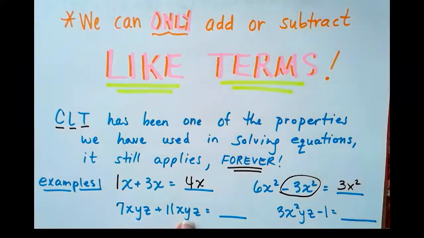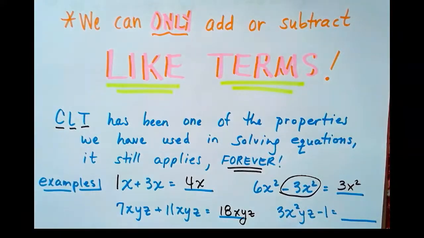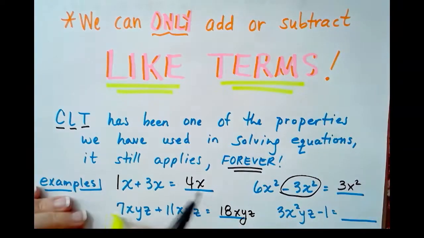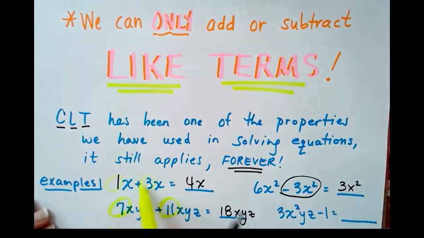7xyz plus 11xyz will give us 18xyz. The exponents never change when we add or subtract. We only add or subtract the actual coefficients in front of the like terms. 1 plus 3 is 4. 6 minus 3 is 3. 7 plus 11 is 18.